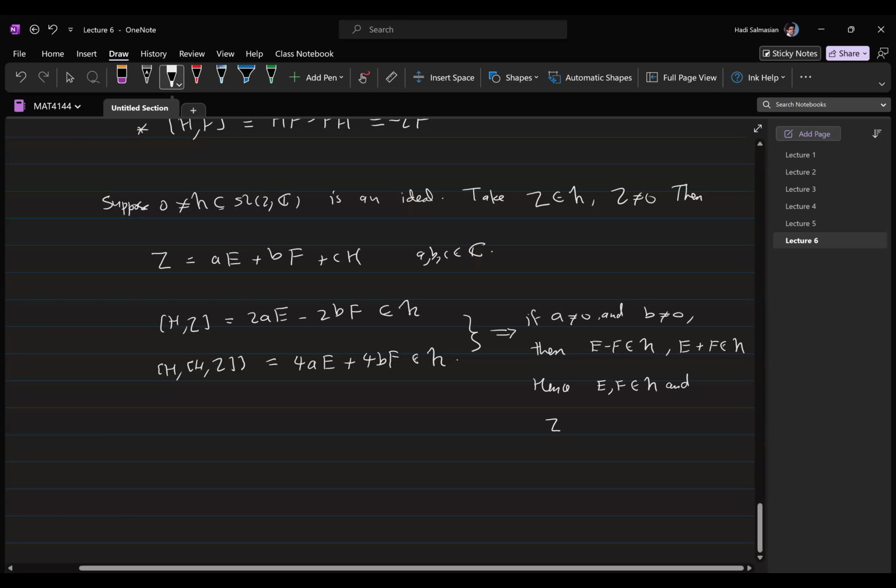And finally, this capital H, which is the commutator of E and F, is in H. And this means that H equals sl2C.